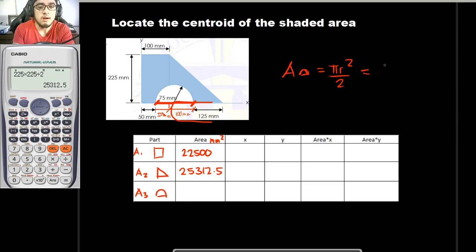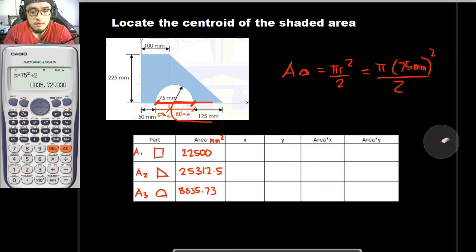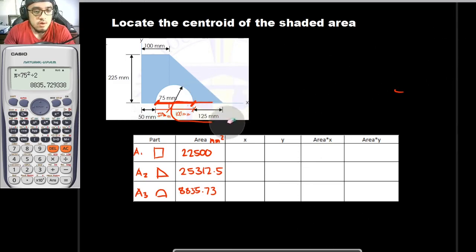So from that, pi r squared divided by 2 is equal to pi times 75 mm squared divided by 2. So our area of the semicircle is equal to pi times 75 squared divided by 2, which is equal to 8835.73 mm squared. So that is the area of this one right here.